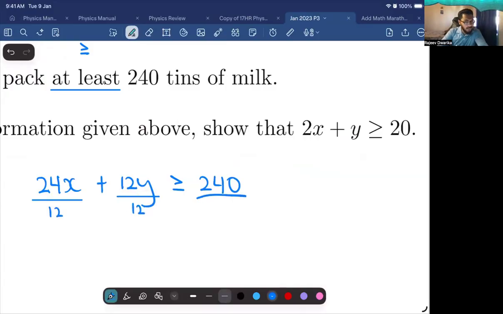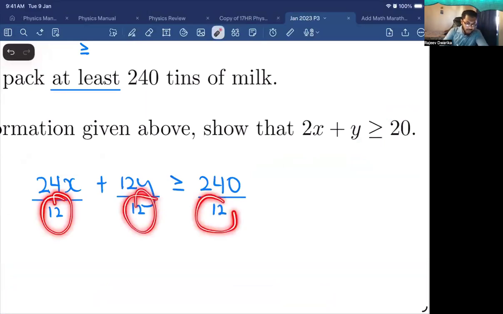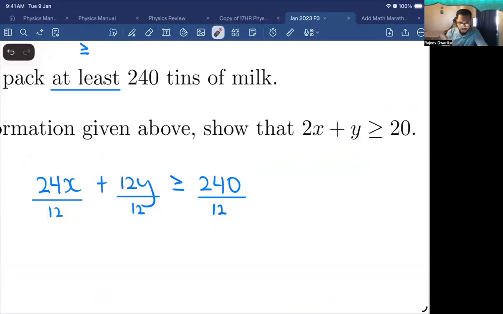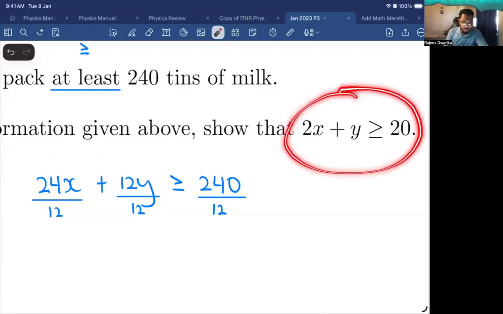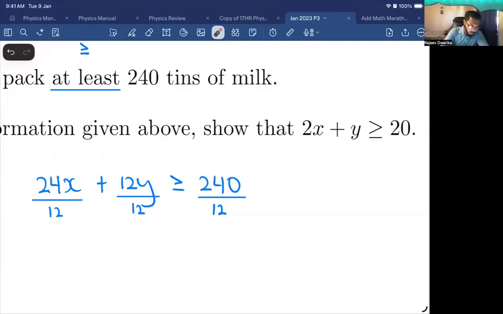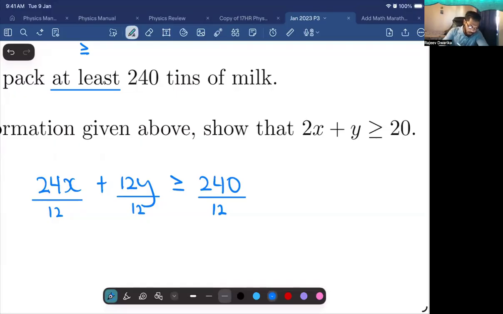And 240 divided by what would give us 20? 12. Exactly. So in other words, 12 is a common factor between 24, 12, and 240. So I could divide every single term by 12 to end up with the inequality that they want us to show. So 24 divided by 12 is 2x, 12 into 12 is 1, so 1y, which is just y, and 12 into 240 is just 20.